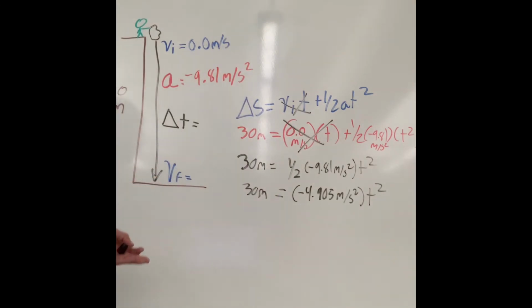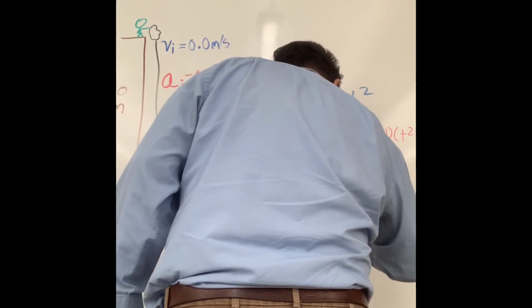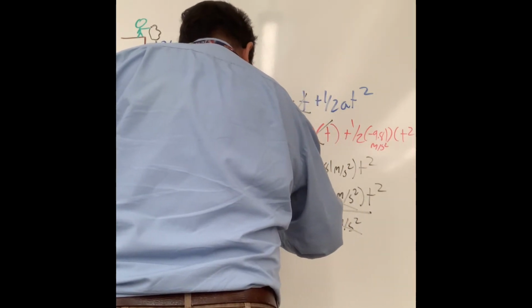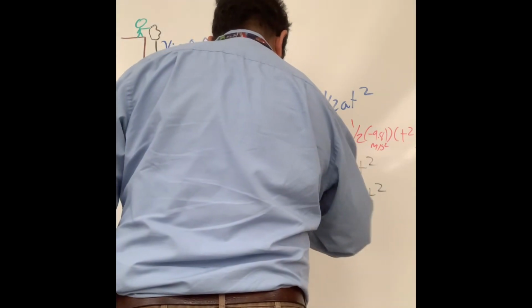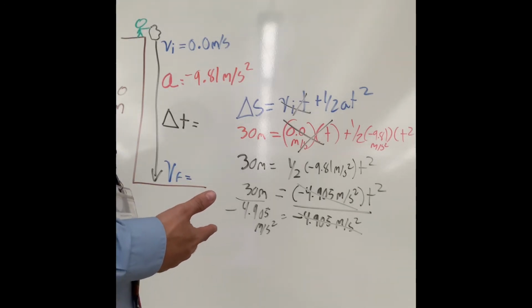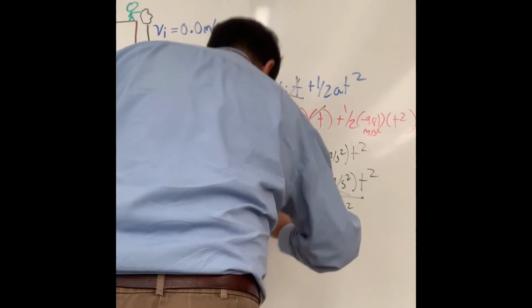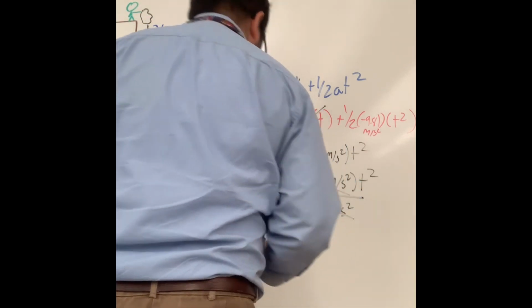Now what do you do? It's simple algebra. We're going to divide both sides by negative 4.905 meters per second squared. That's going to cancel this one out. Okay? And when you do that, what are you going to get? Make sure you have your calculators. You should get an answer of 6.2116, and a whole bunch of other values, second squared equals t squared.